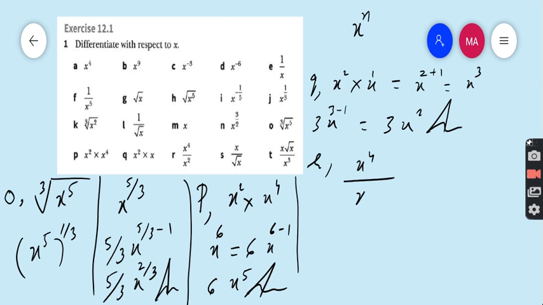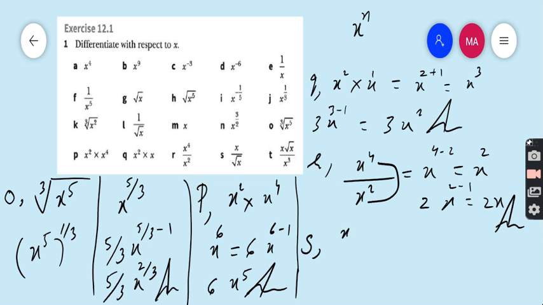x4 upon x2. Again, this is not a single function. So first we simplify and then we will find the derivative. The same strategy we will use just like in part P and part Q. So this is power 2. This should be shifted in the numerator. So 4 minus 2. 4 minus 2 is 2. So write power first. Subtract 1 from the power. 2 minus 1 is 1. So answer is 2x. So answer of part R is 2x.